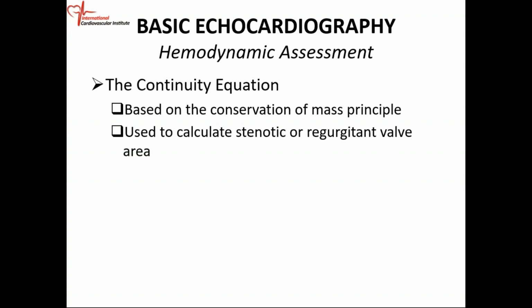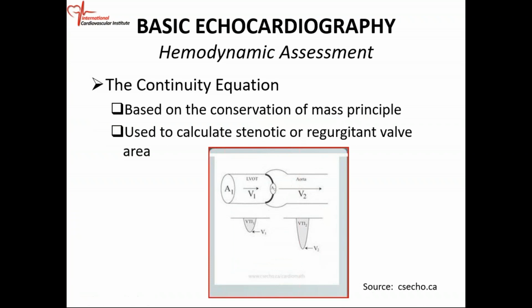What's going to be different, however, is velocities and cross-sectional area. So cross-sectional area and velocity is going to vary, but the flow is going to be the same. So the continuity equation, which is based on the conservation of mass principle, because the flow is going to be constant, we use it to calculate stenotic and regurgitant valve area.